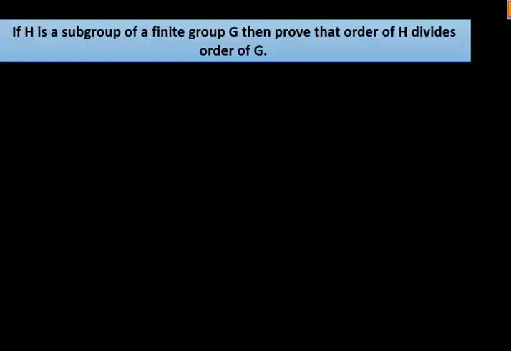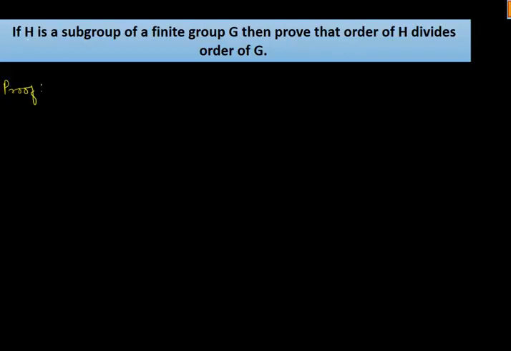First of all, we see the statement of Lagrange's theorem in abstract algebra. If capital H is a subgroup of a finite group G, then prove that the order of H divides the order of G. So let us prove this theorem. Now we will prove this theorem by using coset theory. So I'll write the proof.